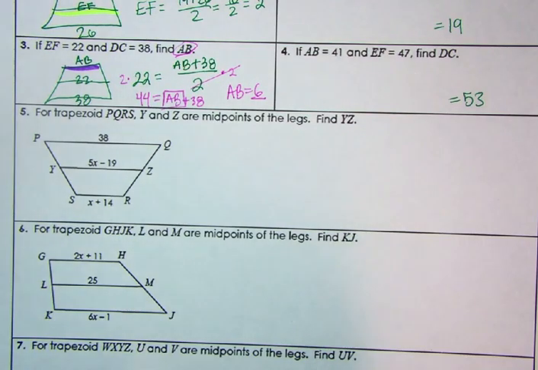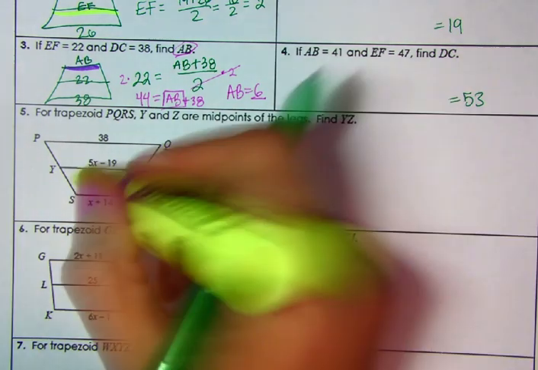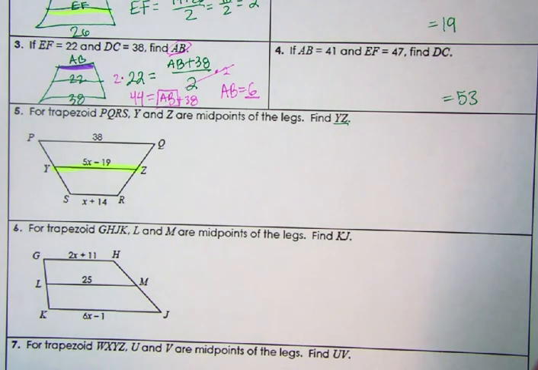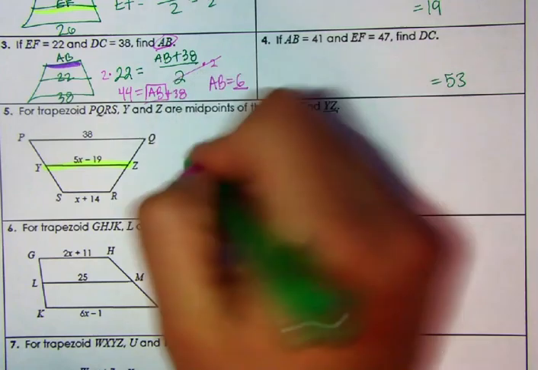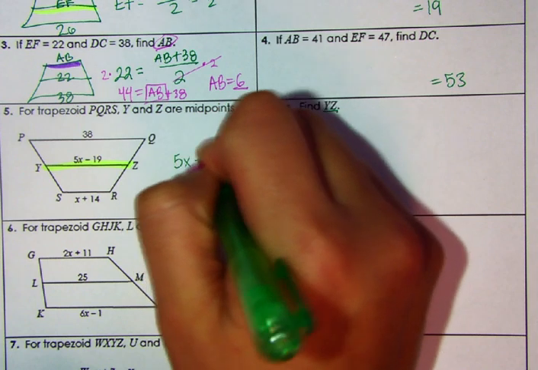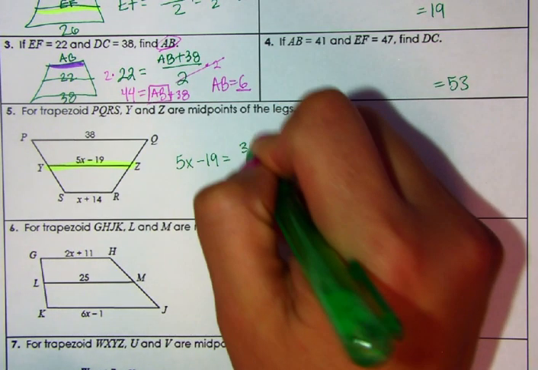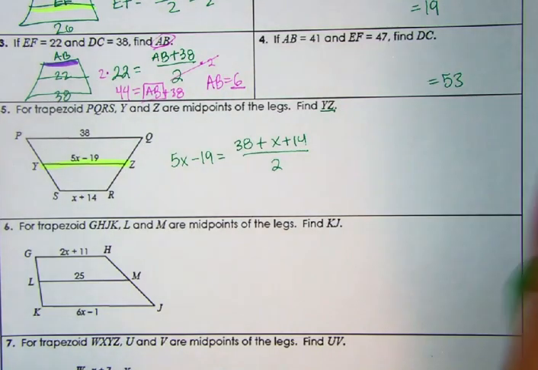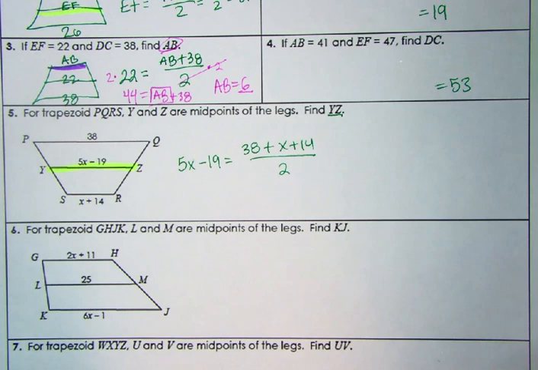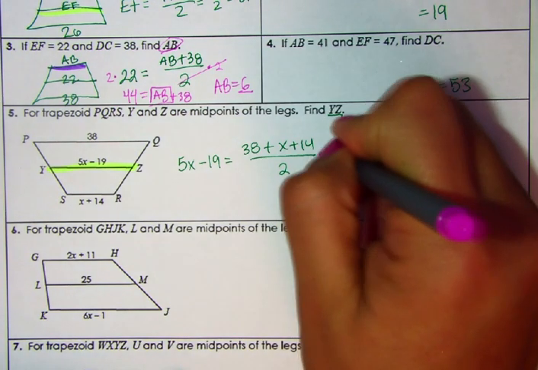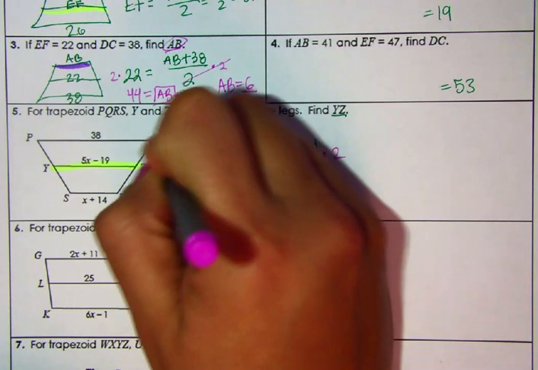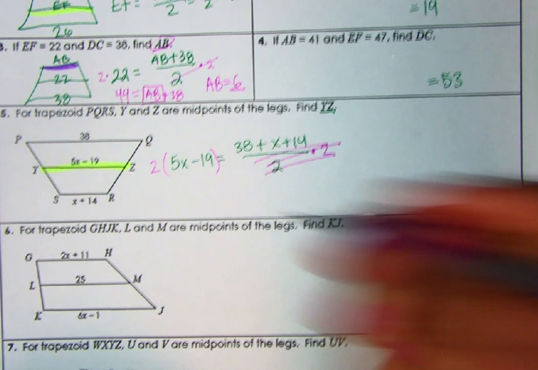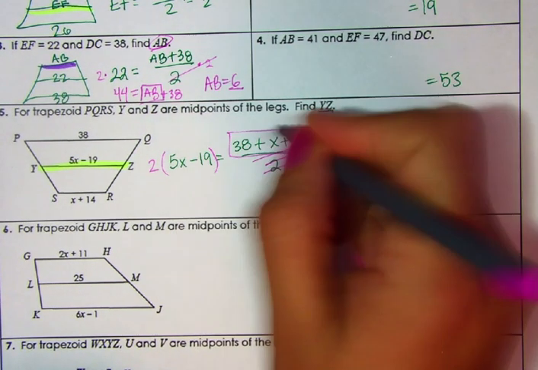All right, number 5 is asking you now, with algebraic expressions, to find the value of YZ. So YZ is 5x minus 19. We're going to write the mid-segment equals the two bases added together and then divided by 2. So again, reversing the process, multiply times 2. So this will be multiplied times 2. The division of 2 cancels with the multiplication. You're left with this expression.